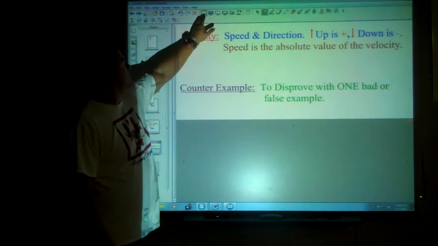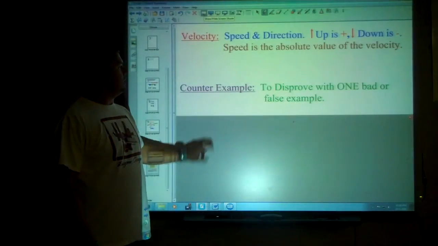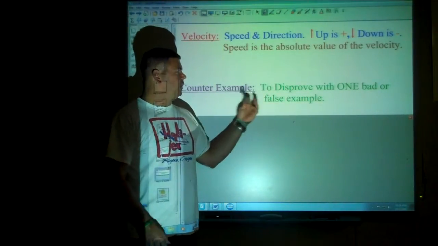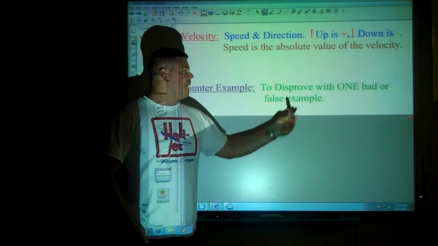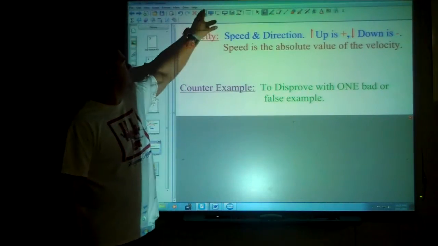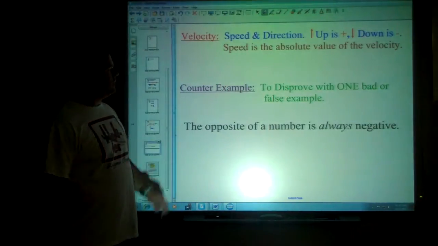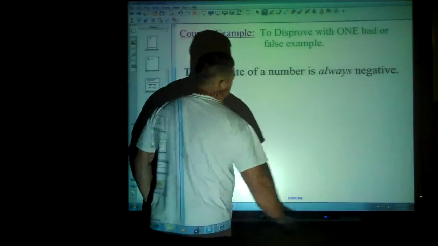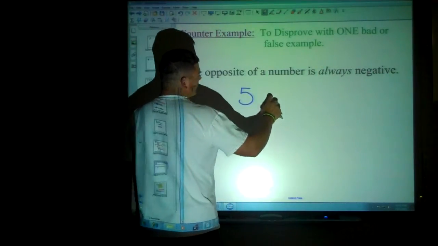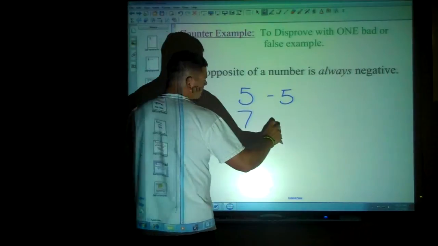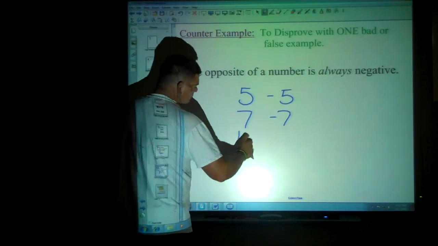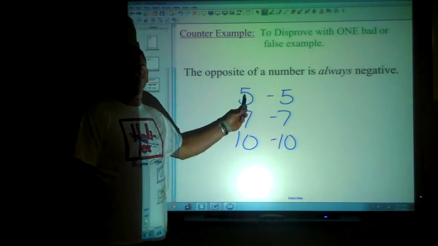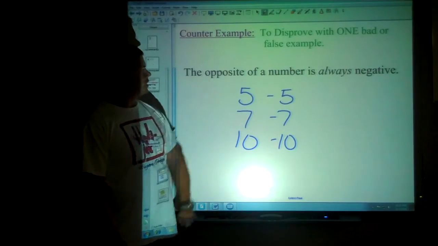And a counterexample, the idea of a counterexample is to disprove. So proof is when you find an example of something. A counterexample goes against that. One bad false example. So here's a scenario we would have. Say we have the opposite of a number is always negative. And somebody might think this is true because they would say, well, if I have 5, the opposite of that is -5. And if I have 7, the opposite of that is -7. And if I have 10, the opposite of that is -10. So they keep thinking that these are all examples where it works, and we're trying to find a counterexample.